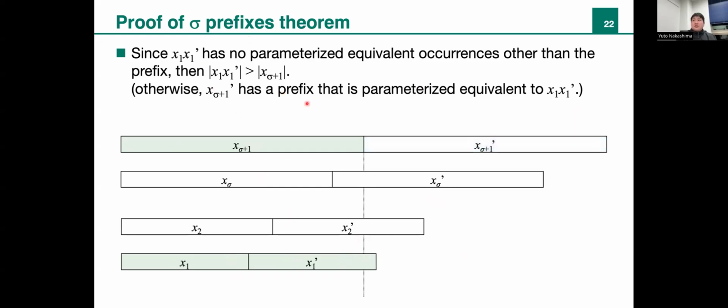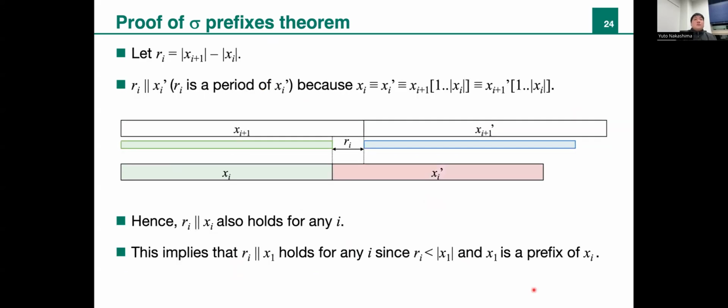So this condition holds. Okay, so let Ri be the length of this part. So this is i's parameterized square, and this is i plus 1's parameterized square. So Ri represents the length of this part, namely the length of x_{i+1} minus the length of x_i.